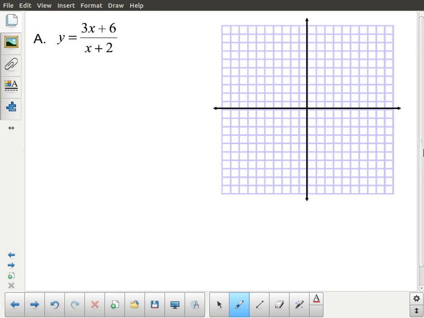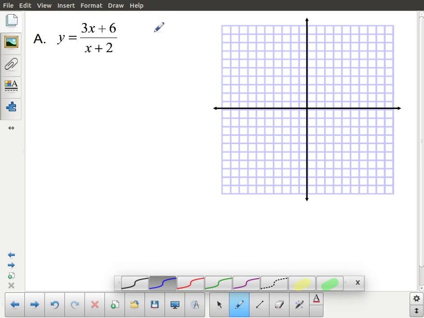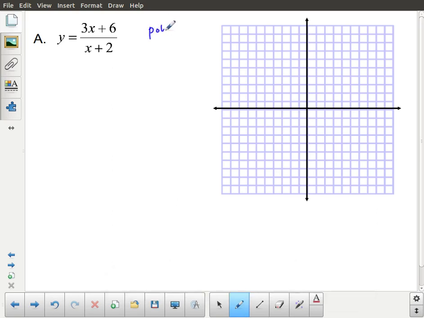So here's our first one, and it is the expression 3x plus 6 divided by x plus 2. Now when we talk about a rational expression, this is the kind of form that we're talking about. A rational expression is what's known as a polynomial divided by another polynomial.